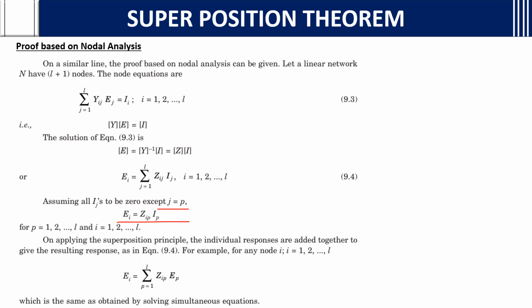Eᵢ equals Zᵢₚ Iₚ. Why? Because for assumption we are taking j equals p. There is one p-th current source, and that p-th current source is active. So we are taking p. We will take it like that. If there are n current sources, the n current sources we will consider separately. Then p equals 1 to L. Sorry, p equals 1 to L.